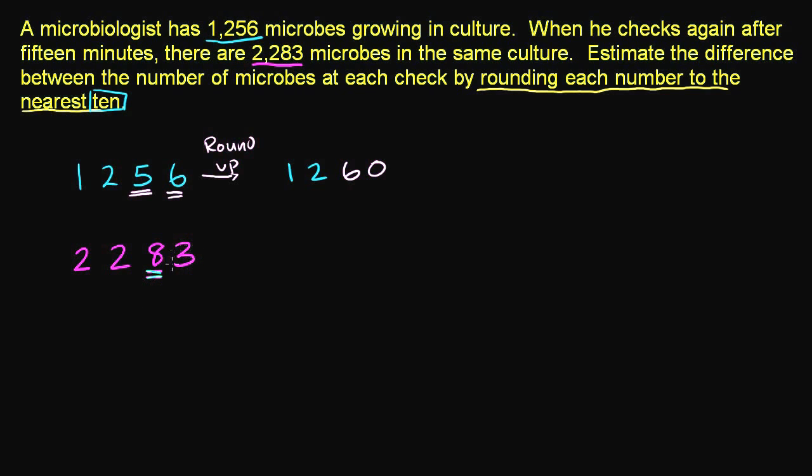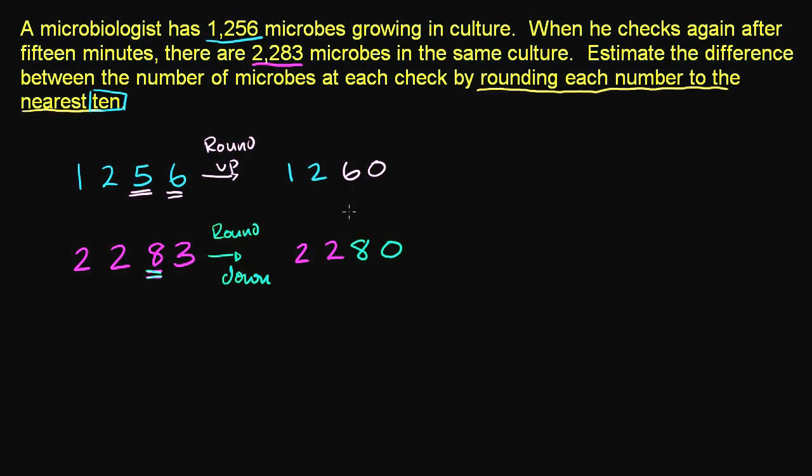And you look at the place one below that. If that's 5 or greater, you round up. Otherwise, you round down. This right here, 3 is less than 5. So you want to round down. We want to round down. So we're going to be left with 2,280, instead of 83 we're just going to have 80.